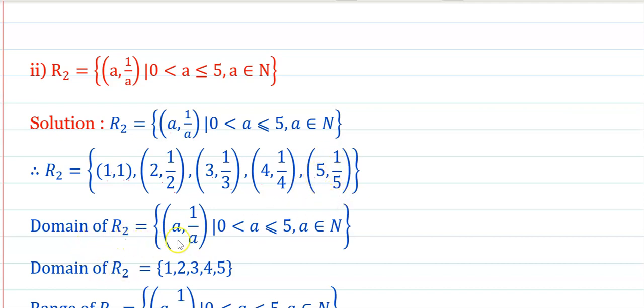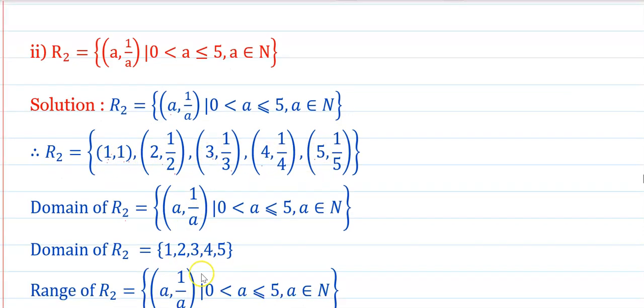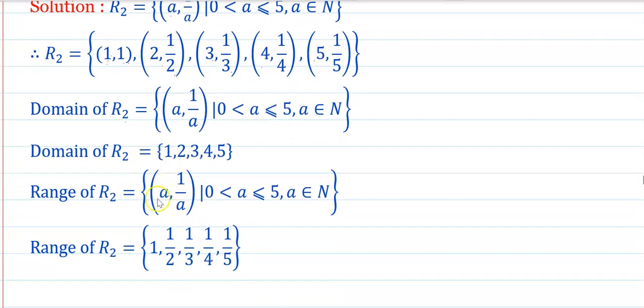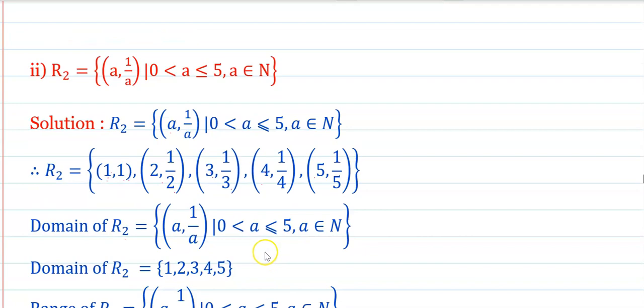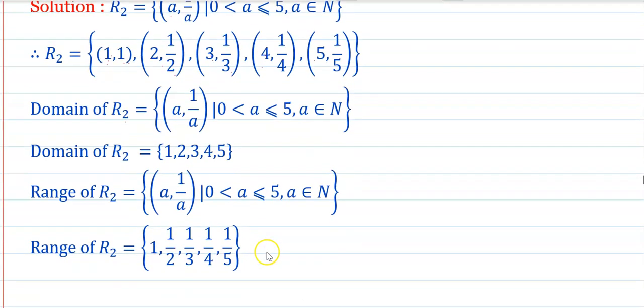Now the domain of R2. What is the domain of R2? Domain of R2 is 1, 2, 3, 4, 5, the first elements. And what about the range? Range is the reciprocal of this a, that is 1, 1/2, 1/3, 1/4 and 1/5. This is the range of R2. Easy question.